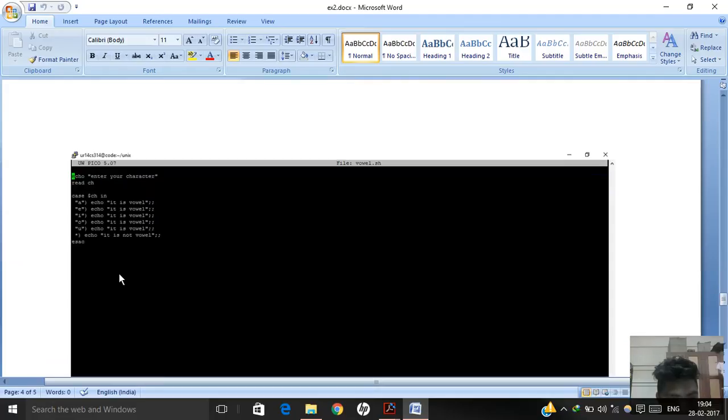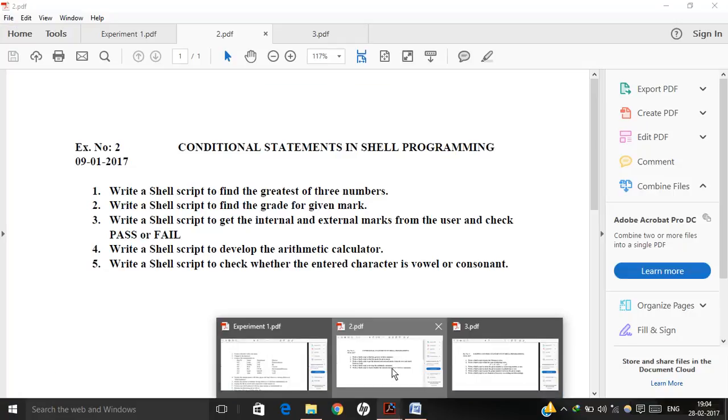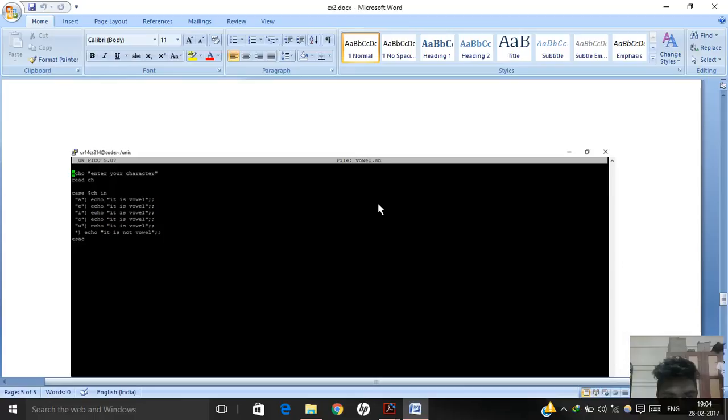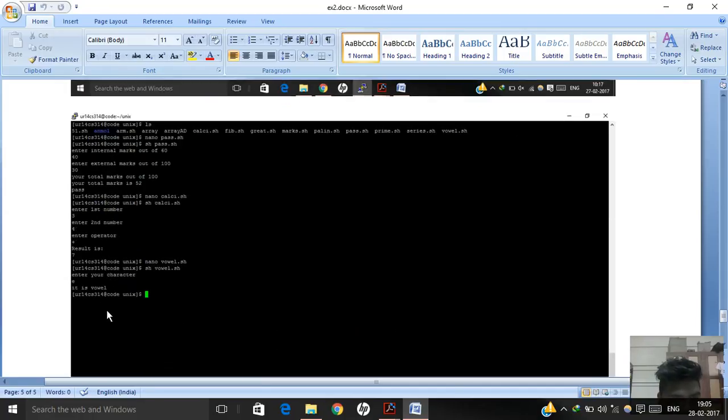Now we can go for the final fifth one, which is about vowels and consonants. Write a shell script to check whether the entered character is vowel or consonant. So we have to see whether the user has entered a vowel or consonant. So I've used echo for enter your character, then read as ch for storing. Then I use the switch case. With ch, if what is entered is a, e, i, o, u, then it is a vowel. Otherwise, if any other thing, then it will be a non-vowel. So as you can see, I entered e, so it is showing it is a vowel.